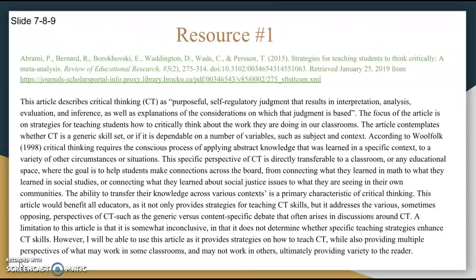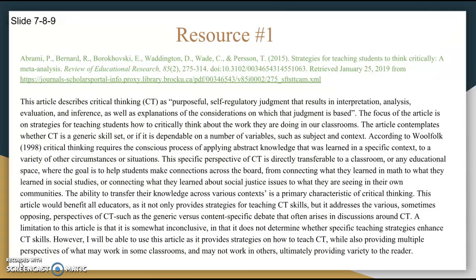I will now be reviewing and discussing 3 articles that I found to be highly prevalent in my research and that will add a great deal of perspective to the concept of critical thinking. My first resource, titled Strategies for Teaching Students to Think Critically, a Meta-Analysis, describes critical thinking, or CT, as purposeful, self-regulatory judgment that results in interpretation, analysis, evaluation, and inference.